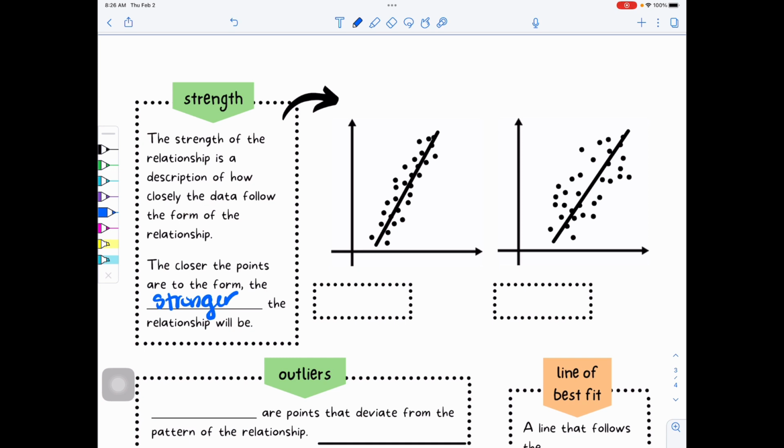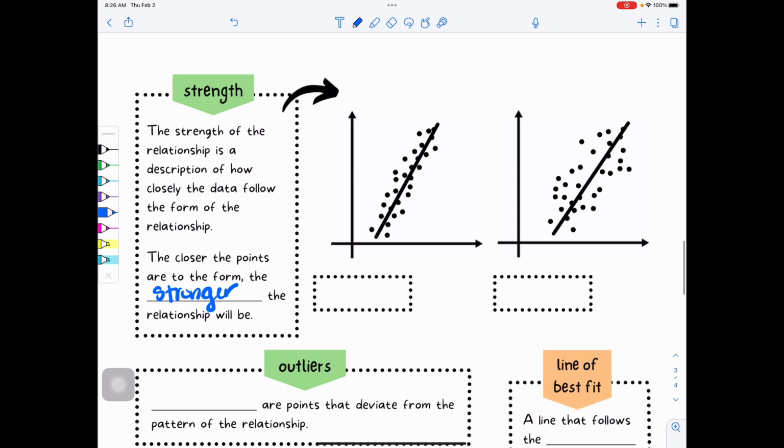So we call one strong and we call one weak. So this one would be strong linear. And this one would be weak linear. Now, obviously, this is kind of a scale of things. Sometimes you could almost even have moderate somewhere in the middle. But for right now, we're really thinking about, does this look like a strong relationship or a weak one? So again, now we can describe the direction, the form, and the strength. Now let's discuss outliers.